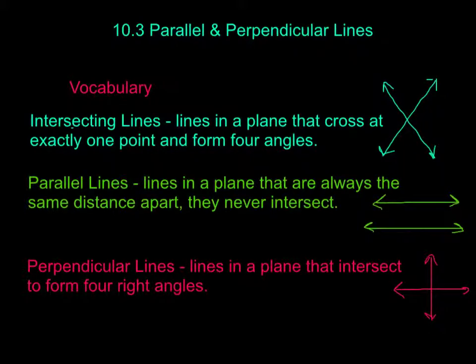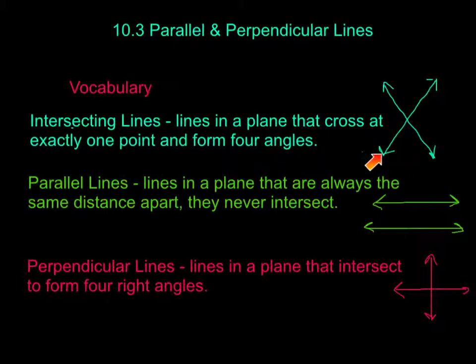Today we're going to talk about parallel and perpendicular lines. Our vocabulary for this section is what we're going to go over first. Intersecting lines are lines in a plane that cross at exactly one point and form four angles.